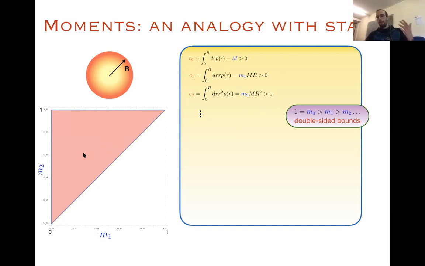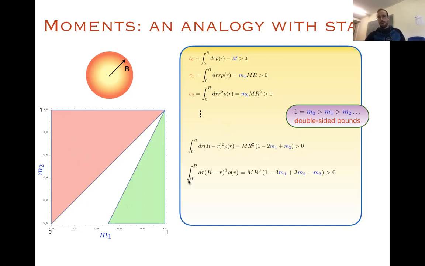You can be smarter than that, rather than just integrating monomials. Now you start integrating more complicated functions against the measure, like capital R minus little r squared, which is positive. So this is positive. And because of this minus sign here, you get a non-trivial bound that involves moments M1 and M2. And this excludes this other triangle here. You have to live actually in this narrow region.